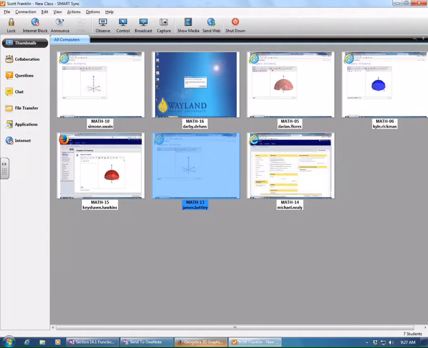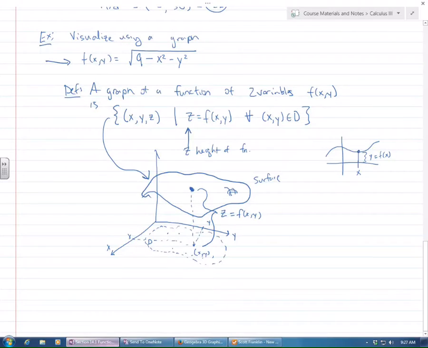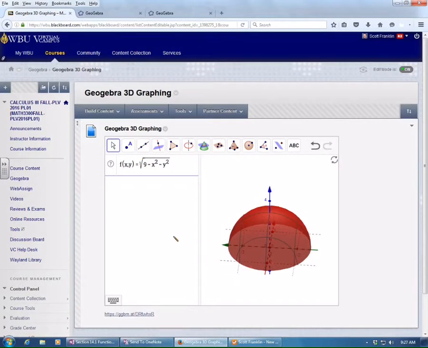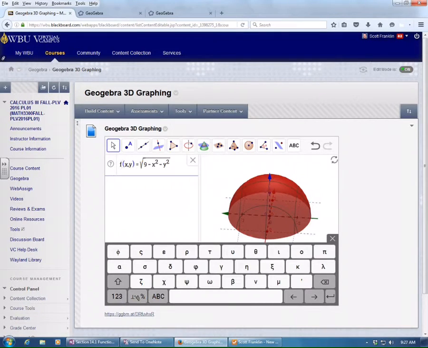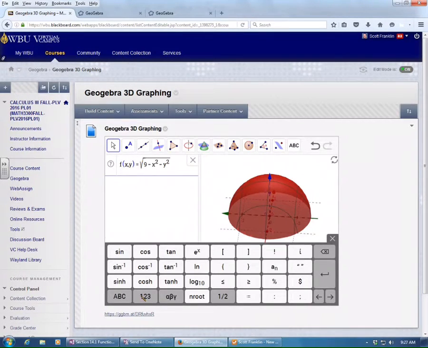So try typing that in. I'll go back and show you what I had typed in. It's f of x, y minus f of x, y equals square root. I just typed in SQRT, although the keyboard lets you use some symbols. I don't know if square root is on there. Yep, that's probably it.